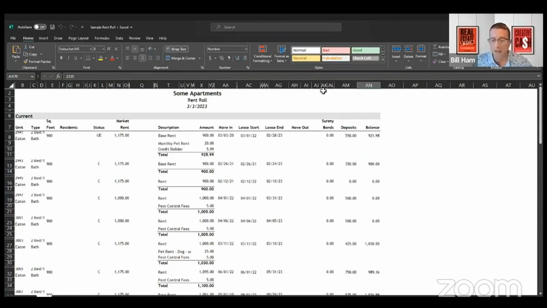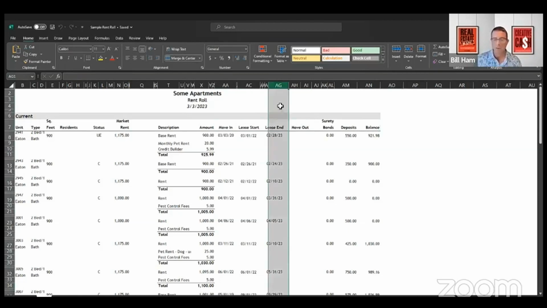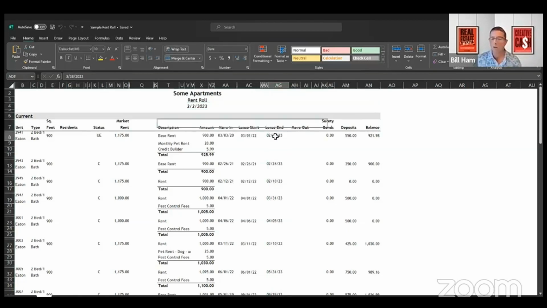Okay. Next thing that I do is I jump over here and look and see what we have going on as far as column headers. So we got move in, lease start, lease end, move out. That's good. Not all rent rolls will have all that. Sometimes you have it, sometimes you don't. You never know. All right. So what I'm going to do next is I'm going to look at the lease end column here, right? So we're looking at that to see what we call lease exposure.